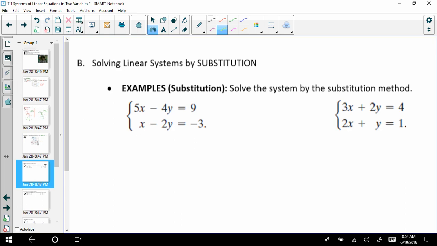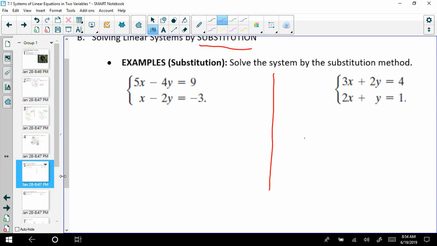Okay, so one of the ways that I want you to be familiar to solve a system if we don't have the graph, if we have the graph, that's easy. We just find where they cross, and that's the answer. If we don't have the graph and we want to solve it, there's two other ways that we can do. One way is called substitution. So in these examples, I want us to solve the system by the substitution method.